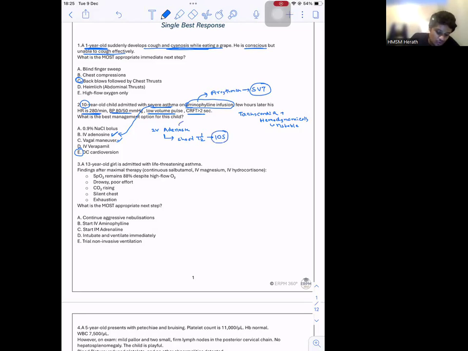We start with a dose of around 6 milligrams and repeat, for a maximum dose of 12 milligrams. That's how we give adenosine in the wards, right?